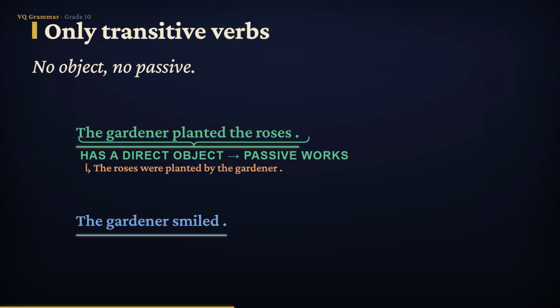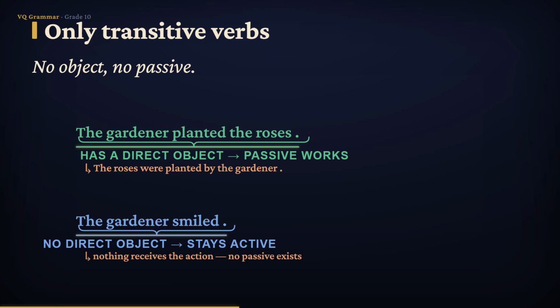The gardener smiled. Smiled takes no direct object at all. Nothing receives that smile. So there is no noun to move to the front, and no passive version can be built. Try it and you get gibberish. If the verb has nothing to hand off, the sentence simply stays active.